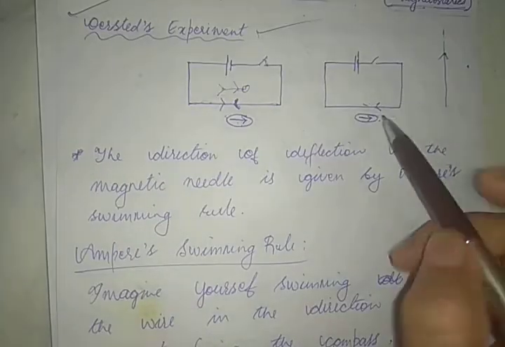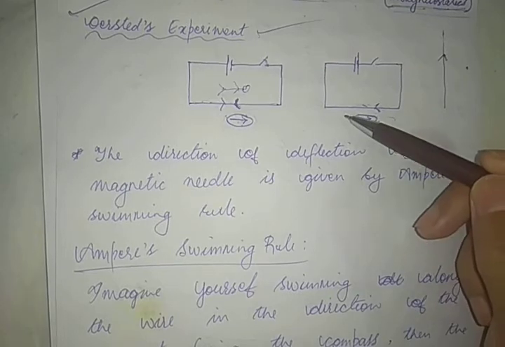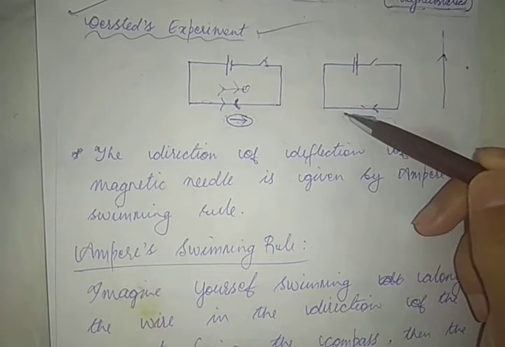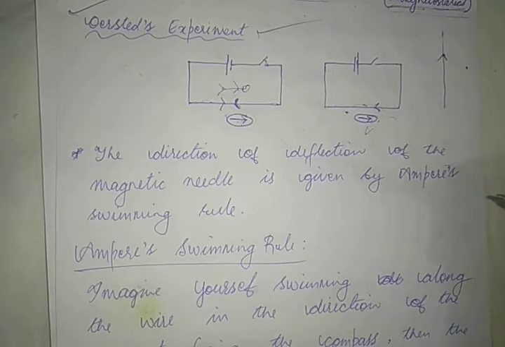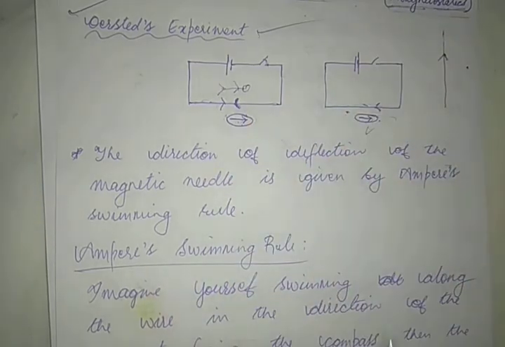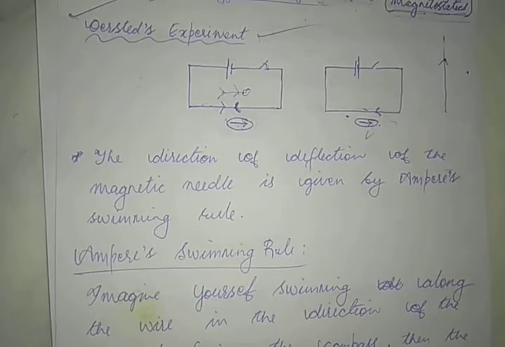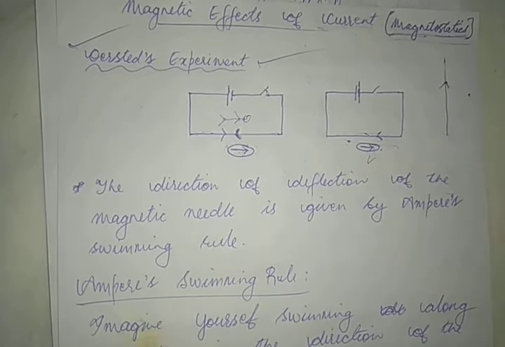In this case you're swimming towards this side, so your left hand will be on this side, and therefore the magnetic needle is going to deflect this way. That is what Ampere's swimming rule tells us. I'm going very briefly through this point because you've done Oersted's experiment and the direction of deflection of the magnetic needle in class 10 also.